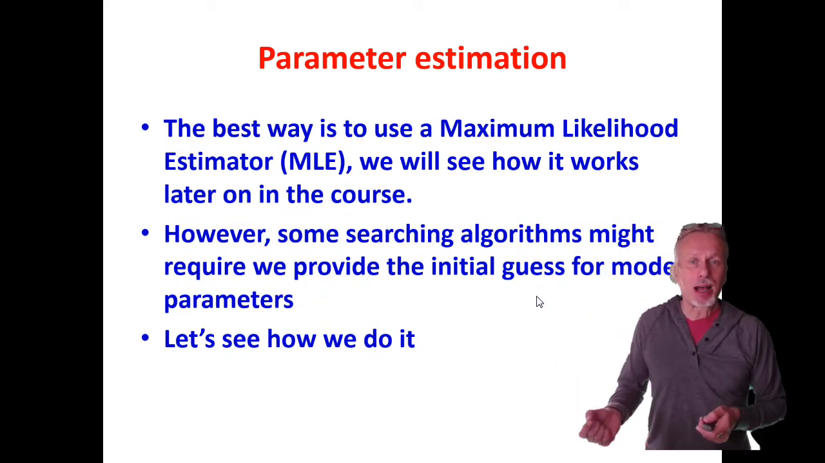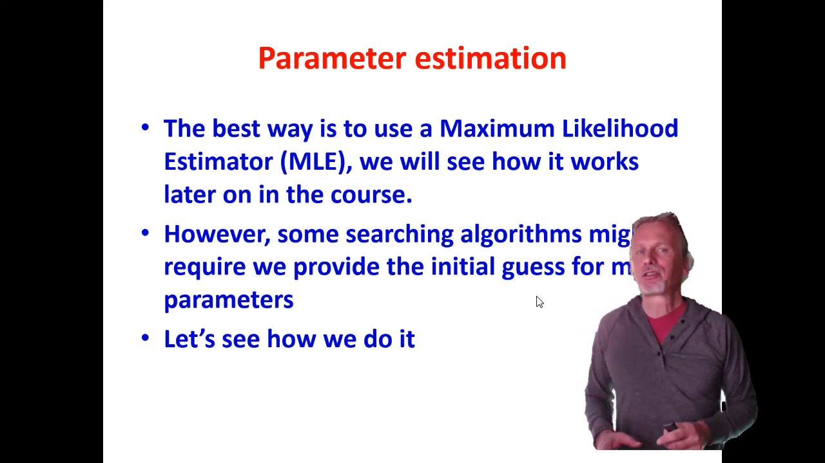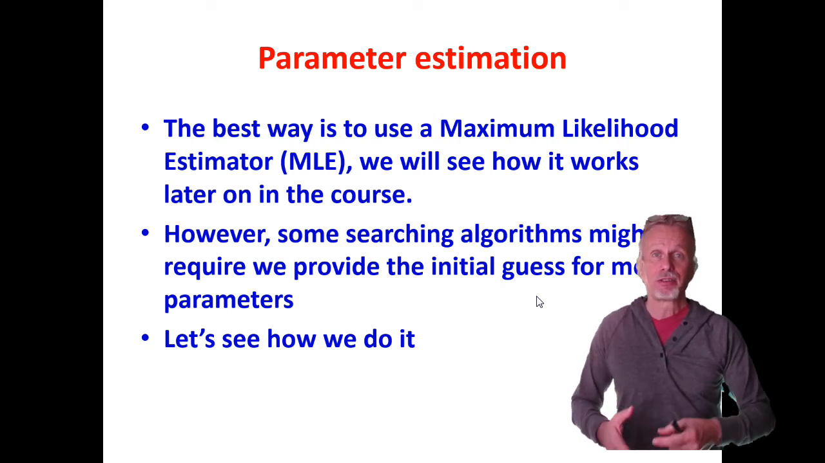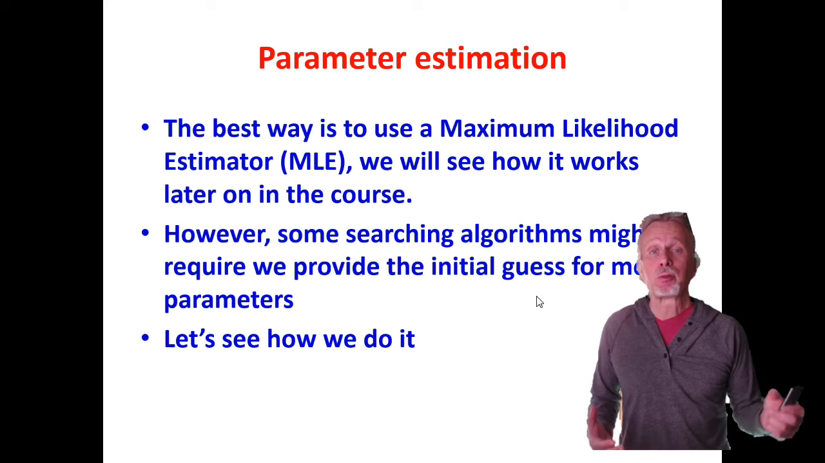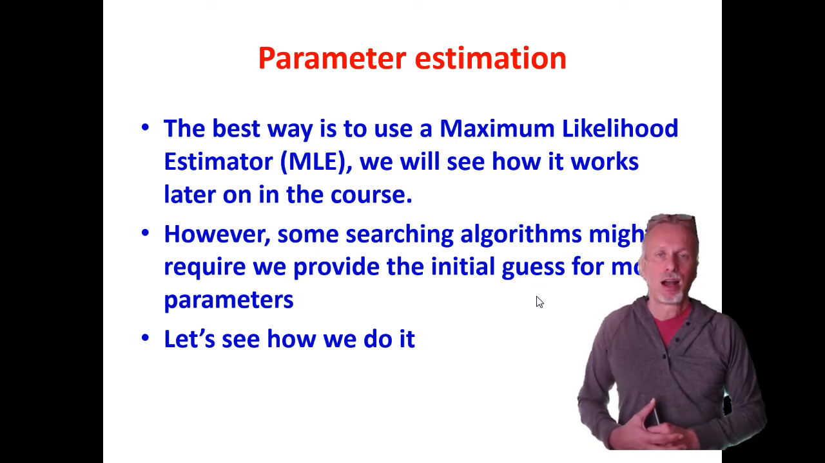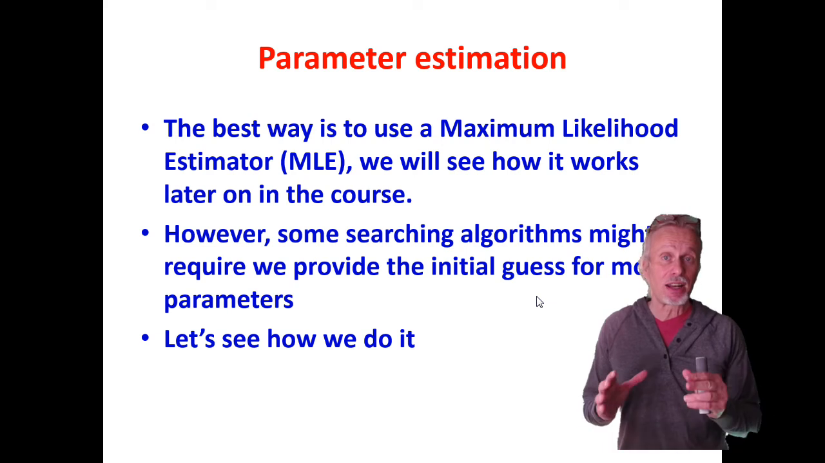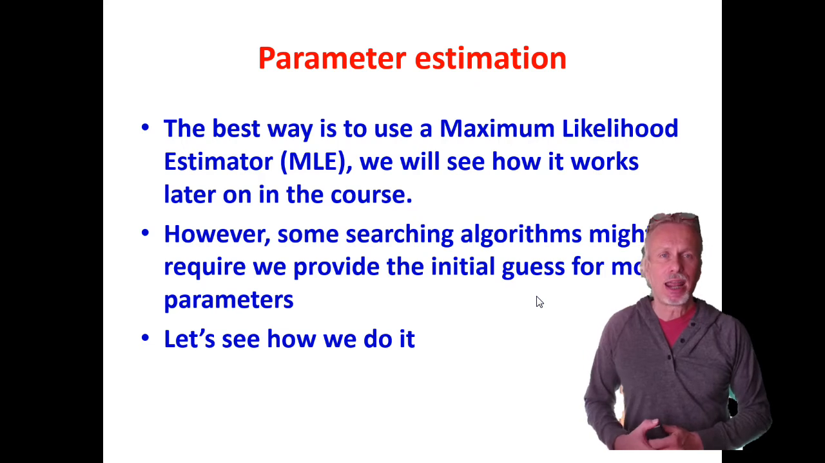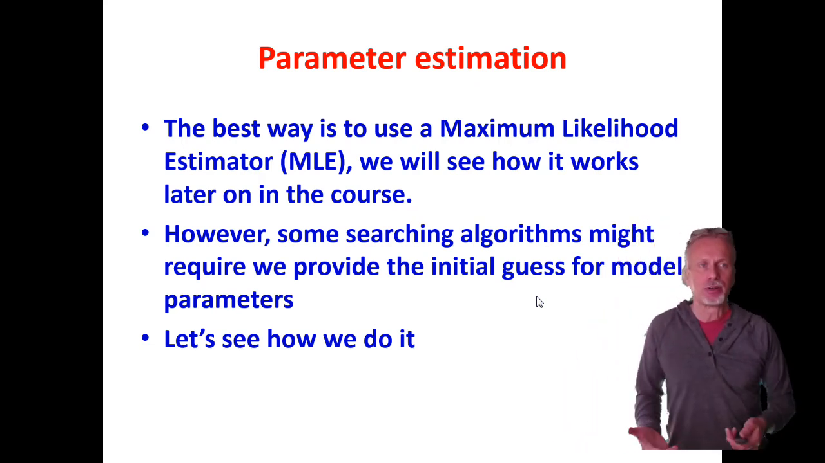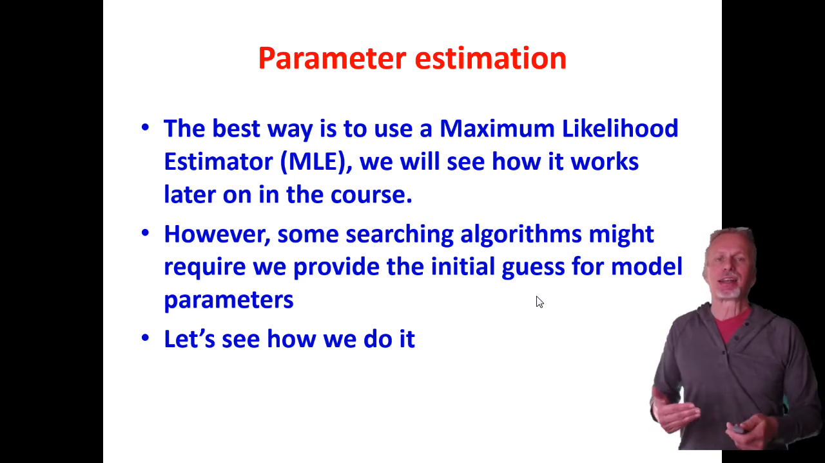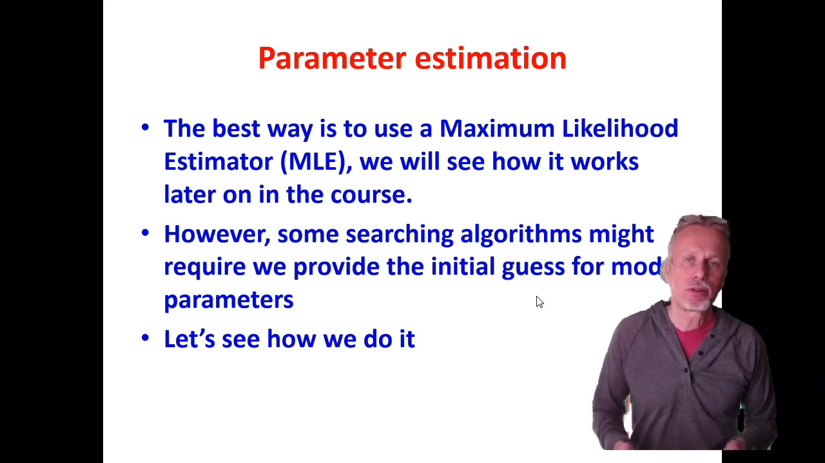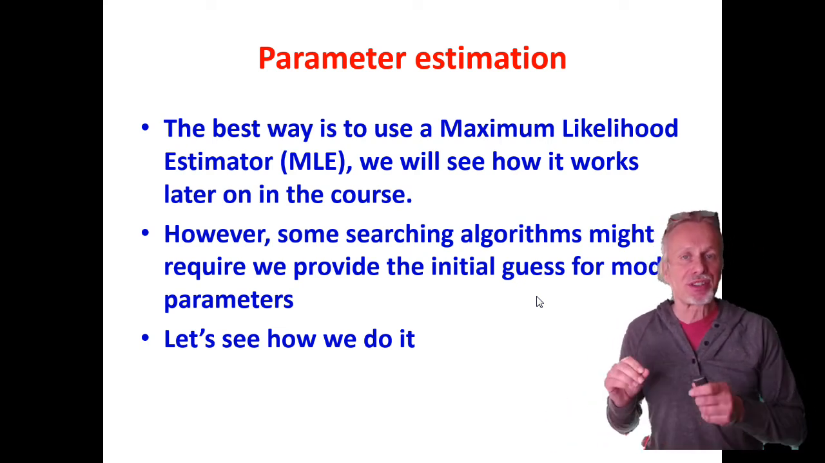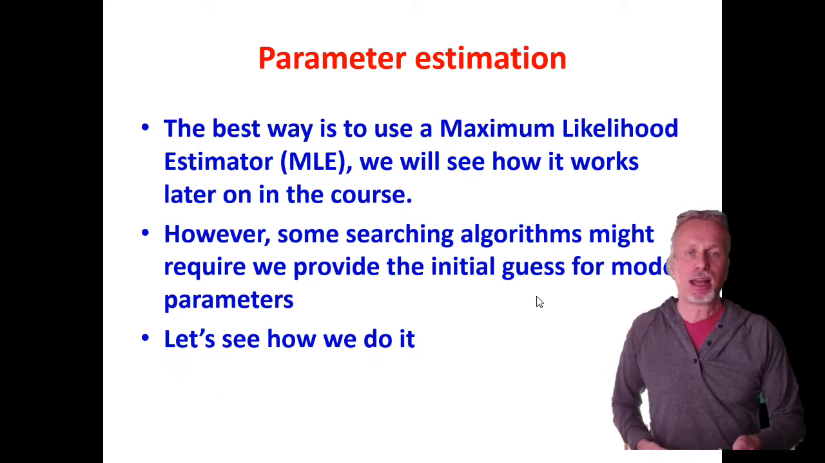A few considerations about parameter estimation. I just want to mention upfront that the best way to estimate the unknown parameters in ecology, certainly in general, is to use maximum likelihood estimators, and we will see how it works later in the course. In a lot of cases, unless they can be derived analytically, we solve them numerically, and the search algorithm that we use might still need us to provide an initial guess for the model parameters. So I want to talk about how we can provide an initial guess for model parameters that is as close as possible to the maximum likelihood estimator.